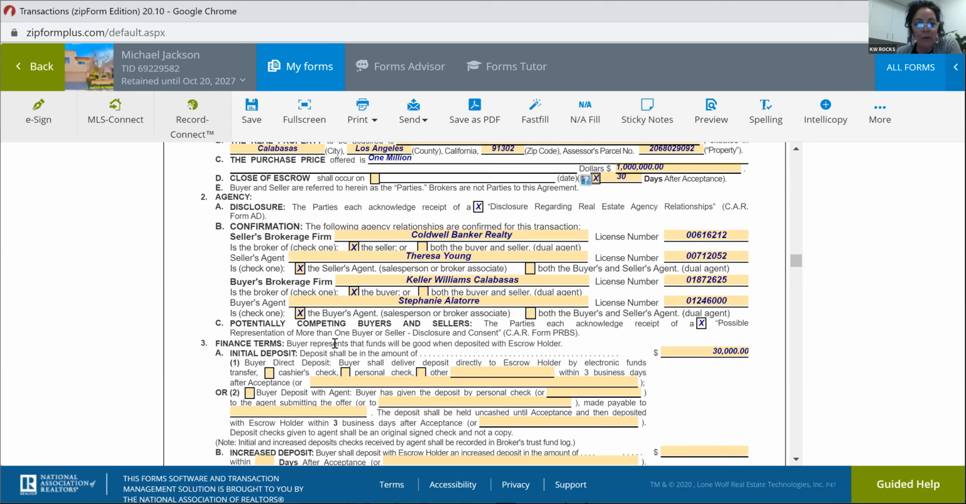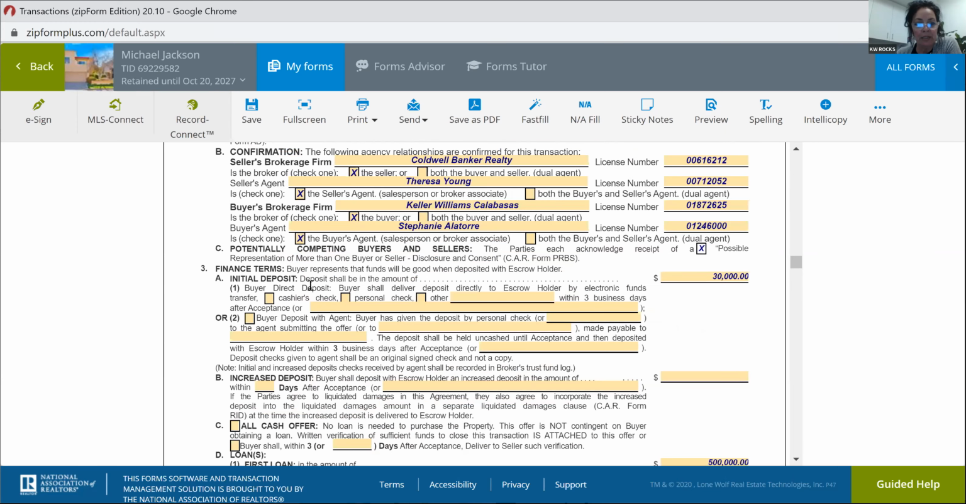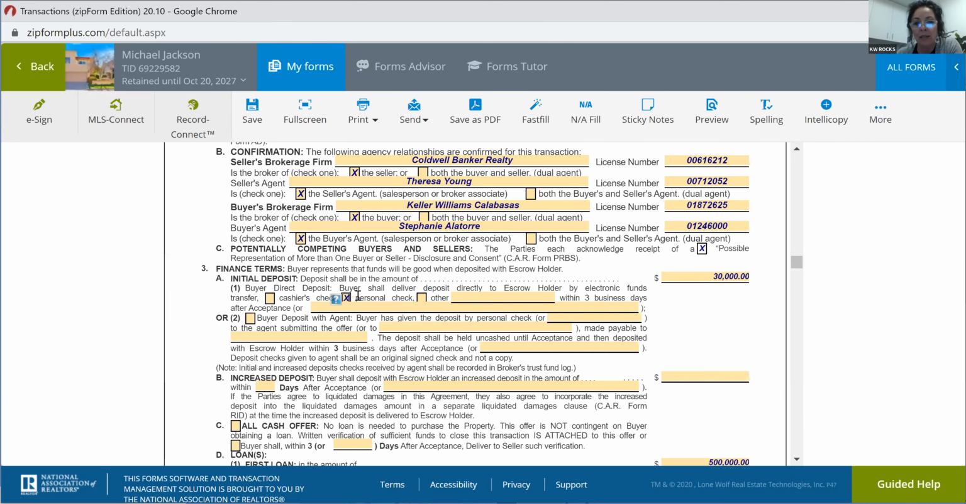All right, so 30,000. Now, a lot of times I see you guys check this box and put wire transfer. Okay, you don't have to do that because that's redundant because it's already deposit directly to escrow holder by electronic funds transfer. So you don't have to put it in there twice, okay? So it automatically defaults to, yeah, they're gonna do a wire transfer. If your client feels more comfortable with doing a personal check, then you can check the box.